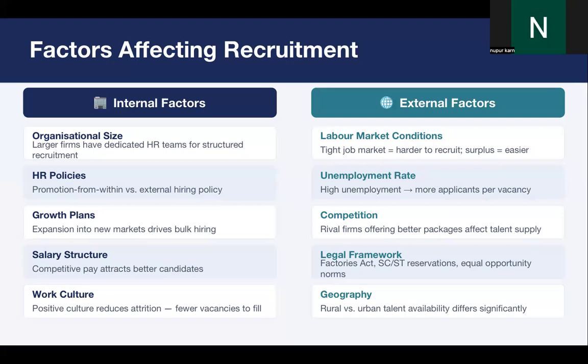Now the second thing is HR policies, promotion from within versus external hiring policies. It means that according to what policies you have, you are going to decide what kind of candidate is required for that post.